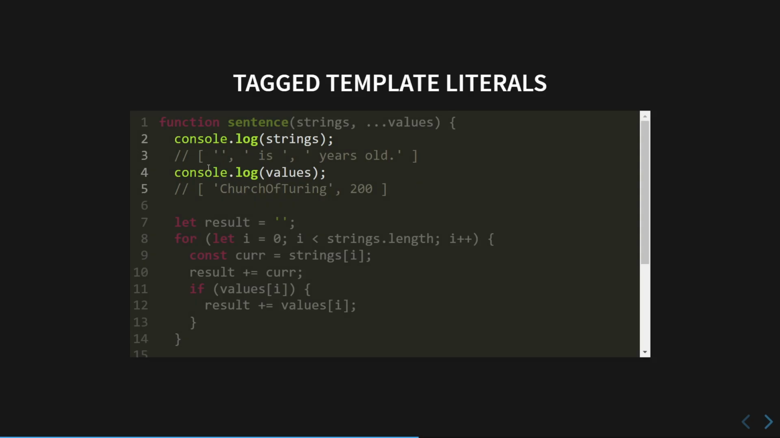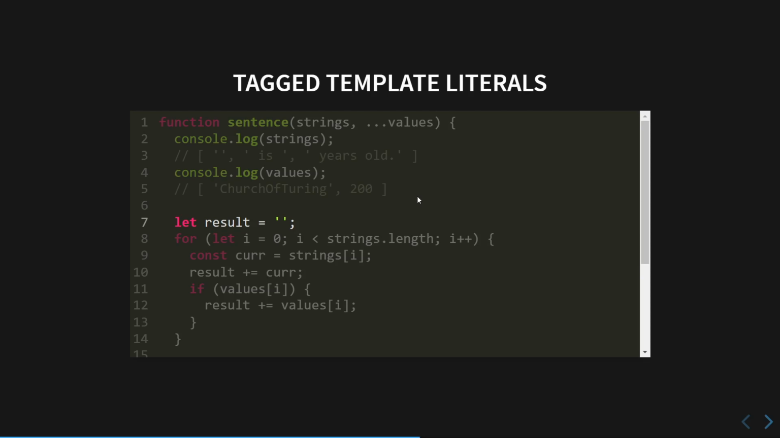Now something, if you've noticed or if you have a keen eye, you'll see that to create the string that we want, we basically have to interleave these arrays. We need to take this and then append this string and then append this string. So it'll say Church of Turing is, and then we need to append this value, 200, and then we need to append this value. So you're kind of interleaving the arrays. And this is effectively what this function does.